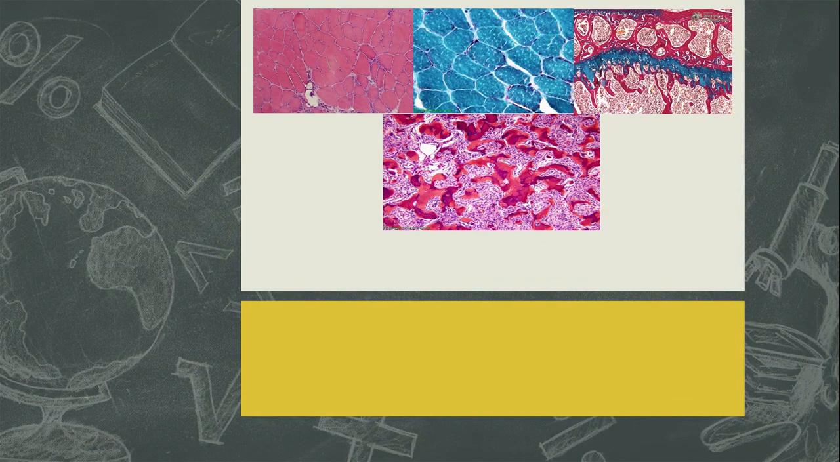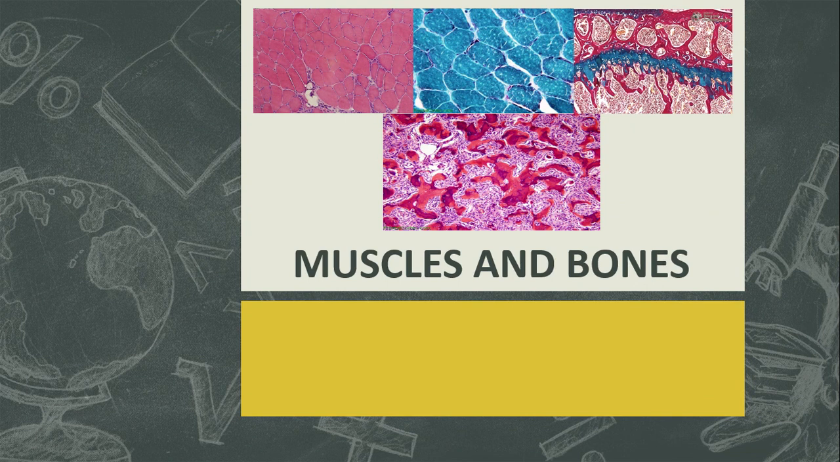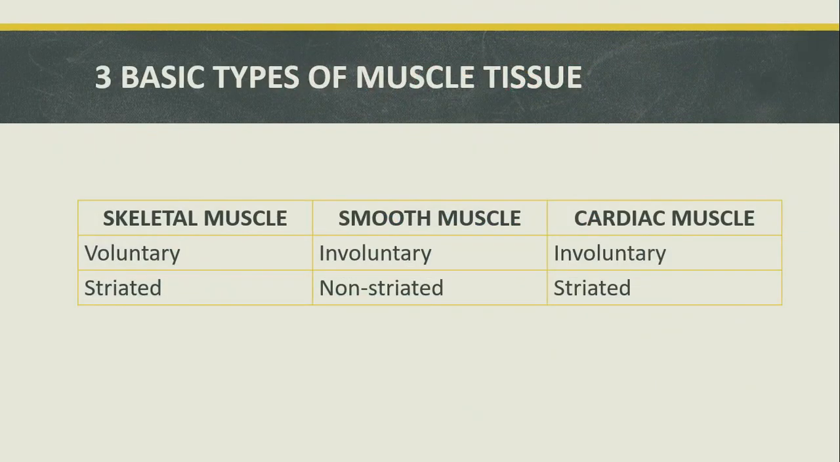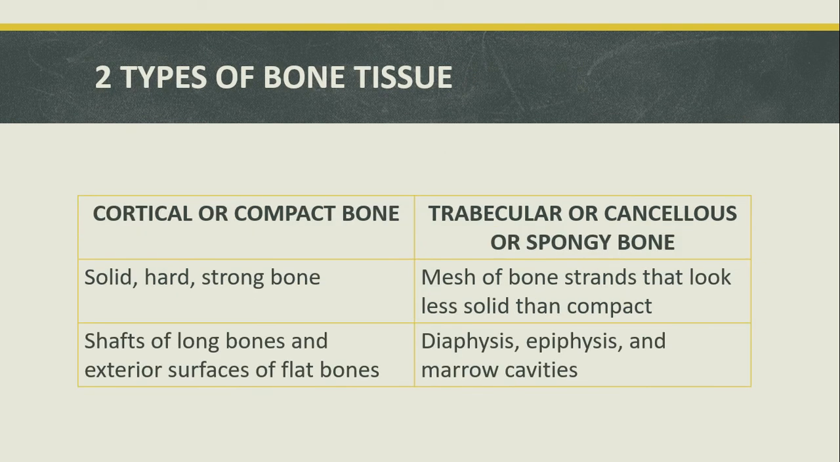We now proceed to the muscles, which provide power and movement to the body due to contractile properties, and bones, having two types. This slide is a review of the three basic types of muscle tissue, including their movement classification and presence of striations. We have the skeletal, smooth, and cardiac muscles. This slide is also a review of the two types of bone tissue, the compact or cortical bone and the trabecular or cancellous or spongy bone, including their descriptions and most common locations.